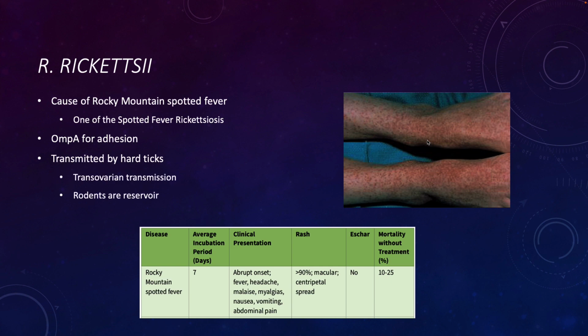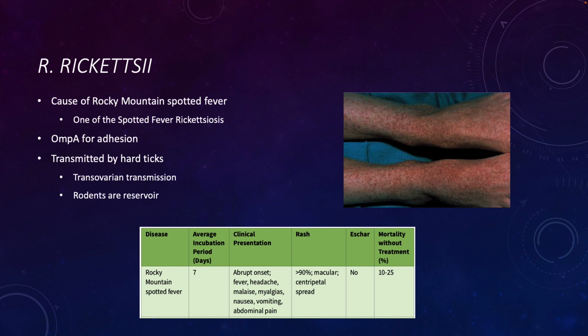This bacterium generally is transmitted by hard ticks. Remember, we talked about hard versus soft ticks when we talked about the borrelial species. So you may want to go back to the borrelial lecture in order to review the difference between hard and soft ticks. Now, unlike borrelial infection in the ticks, with Rickettsia, we see what's called trans-ovarian transmission.